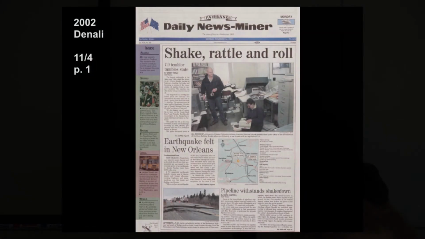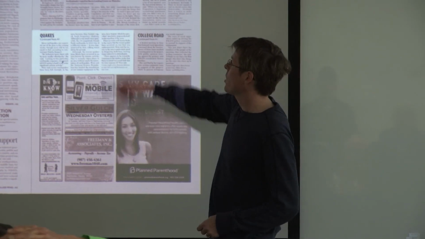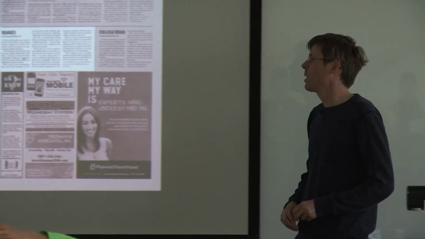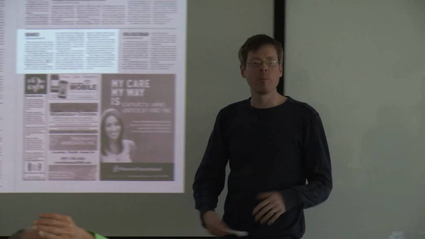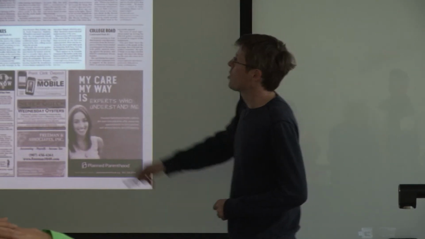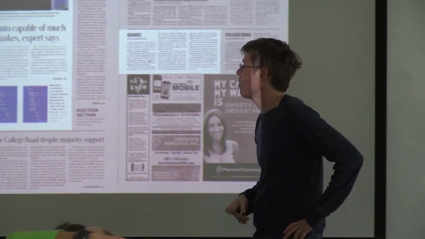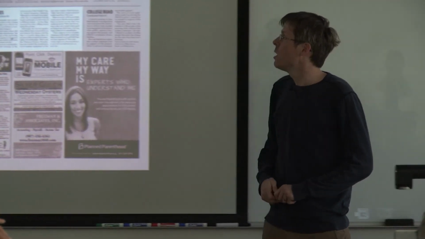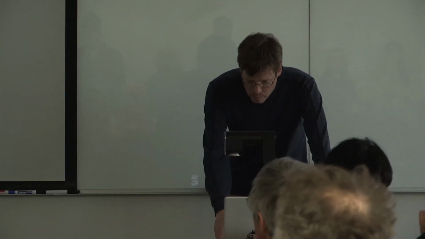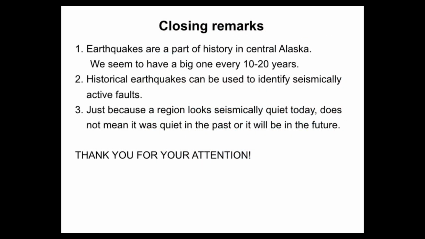I should have thrown in a picture of the pipeline and the damage there, but this is just from Minto 2014, showing a slide. This is just a magnitude 5, but a couple years ago, so people who were here in the fall, this is showing an image from the earthquake center pointing this out. Fault near Minto capable of much bigger earthquakes, expert says, and this is showing some seismogram wiggles on the cover. That one is the same as the one in 1995. That was from 7 p.m. Saturday. So I'll wrap up here.